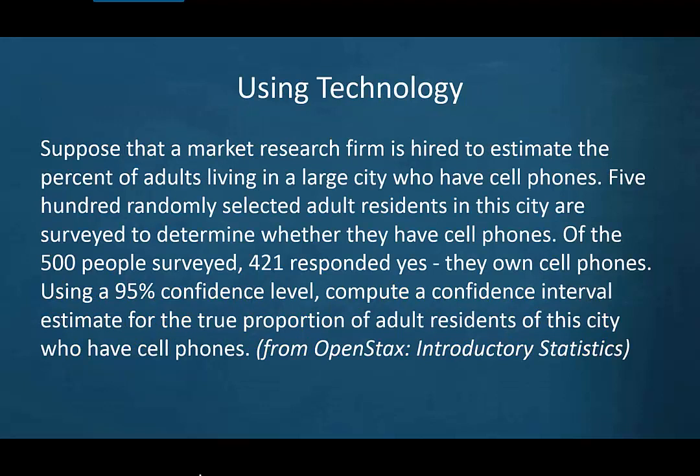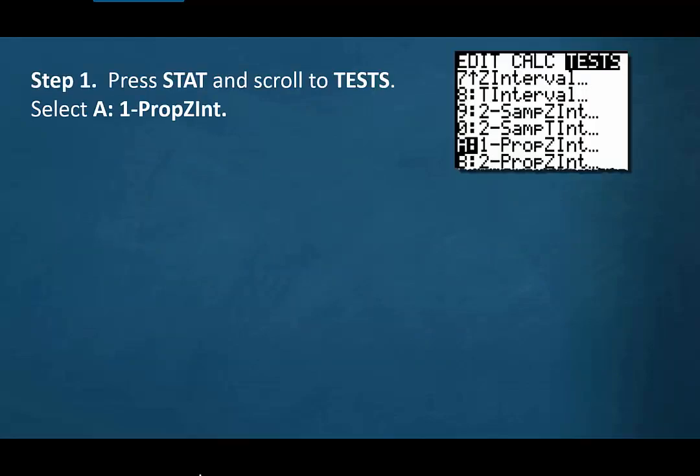Let's do the same problem using technology, which is how most of you are going to do this. But it's good that you can do a few of these by hand. You'll really be able to see where these values come from and not just have this sort of magic black box that you've got with your calculator. Let's start with the TI-84. So step 1, press Stat, scroll to Tests, and select A, 1-PropZInt. So this is one proportion, and we're looking at Z interval.